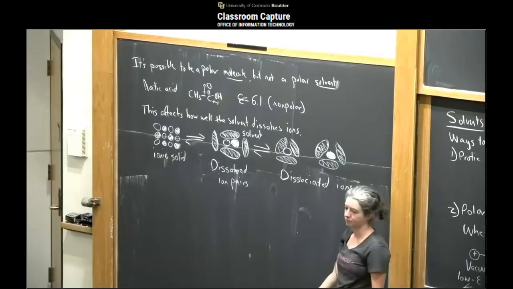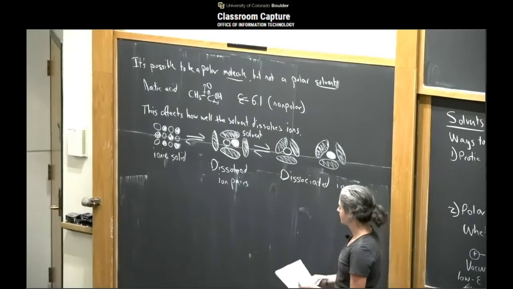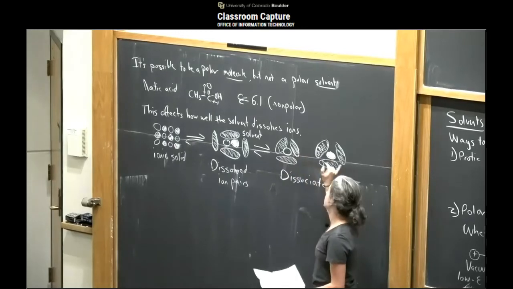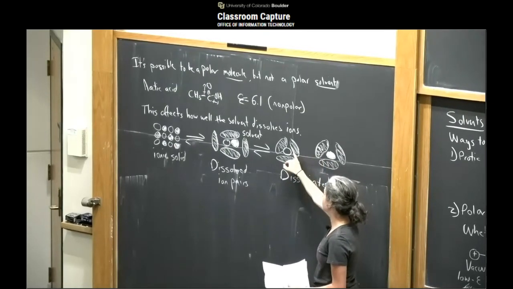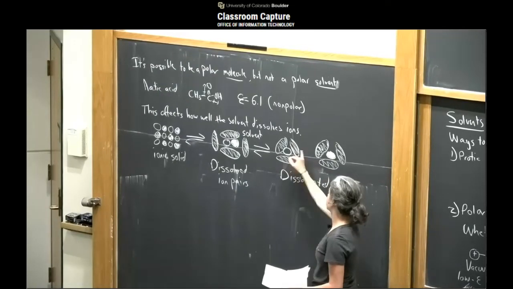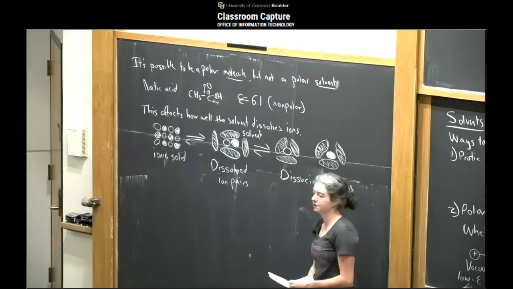Where the equilibrium lies for each of these two steps, solid going to pairs and pairs going to completely split up dissociated ions, depends on how strongly they're pulling on each other once they're in these separated states. The more effective these solvent molecules are at blocking the force they feel, the less likely this pair is to get back together and continue being a dissolved ion pair.